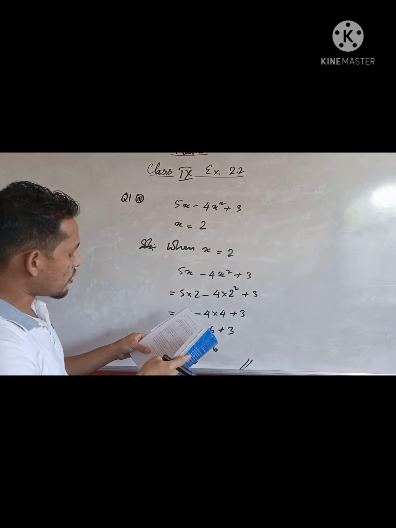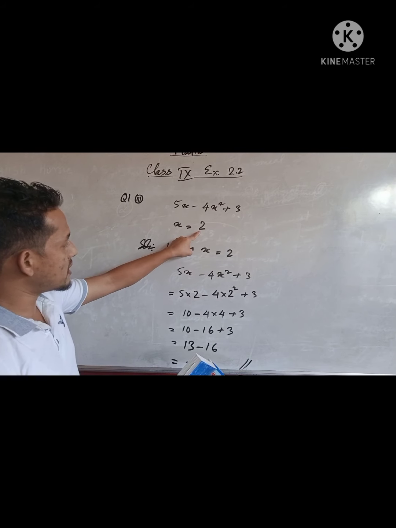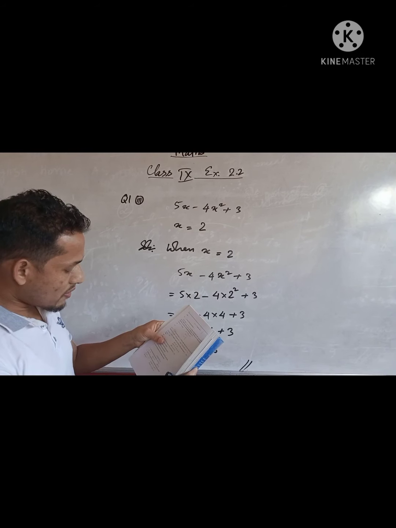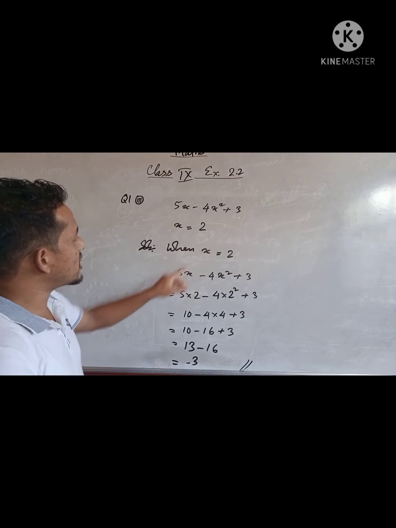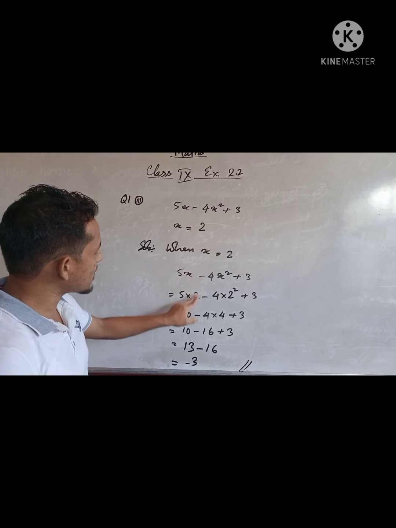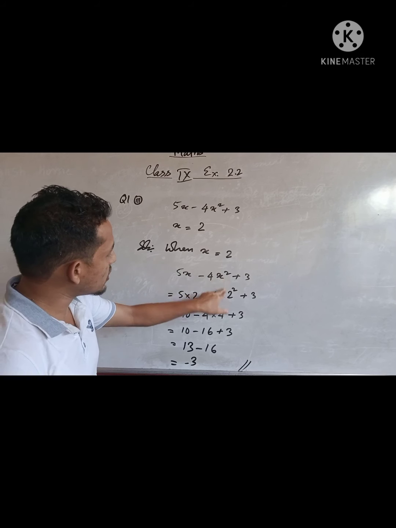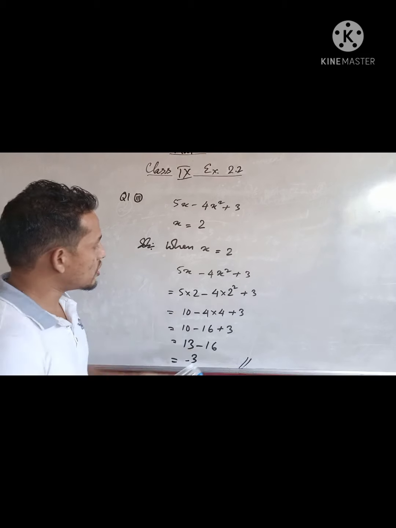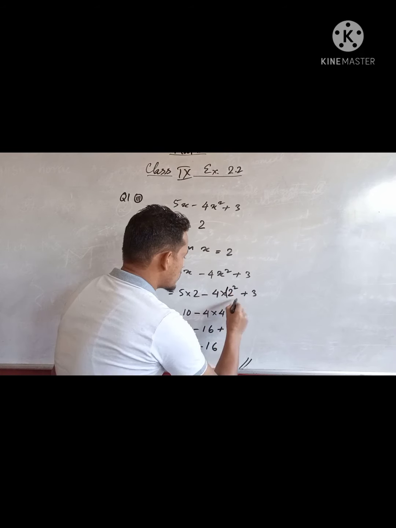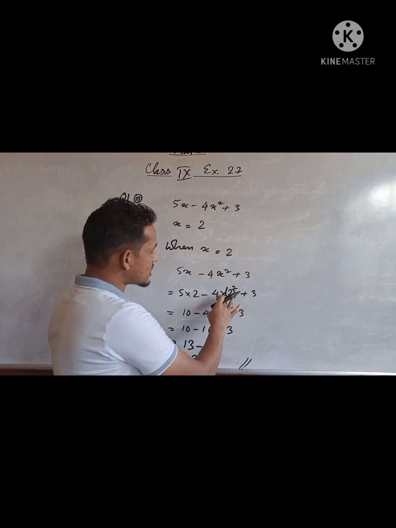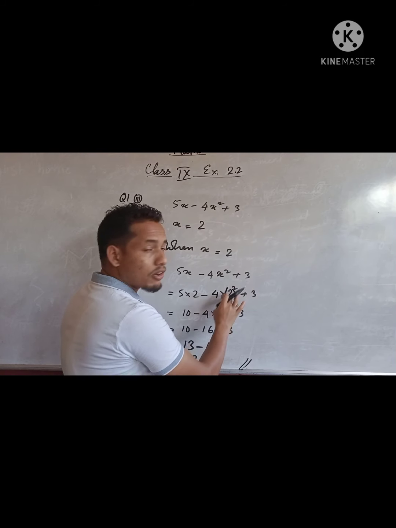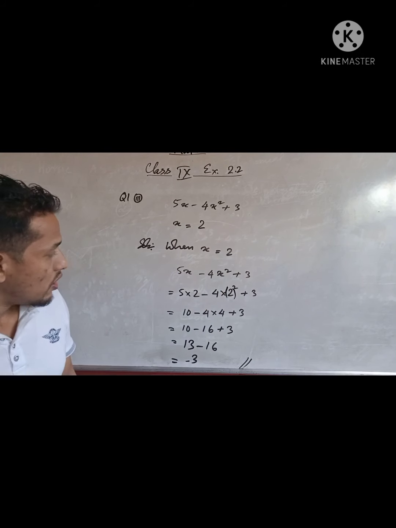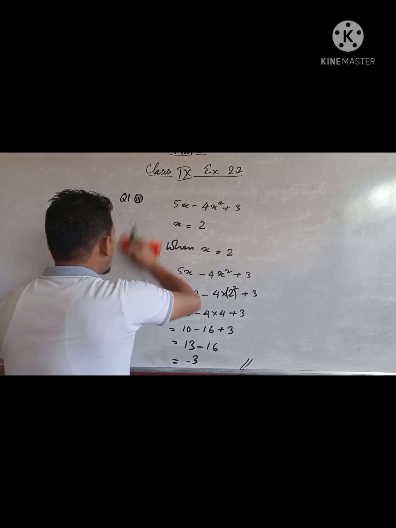In the same way you have to solve Roman number 1, where the value of x is given as 0. So instead of this x, you will be using 0. And in Roman number 2, you will be using minus 1. So instead of this x, you will use minus 1. Here also you will use minus 1 square. When there is minus, you will be closing the bracket like this. If it is plus, it is up to you whether you close or not, but if it is minus, you need to close. So this is for question number 1.